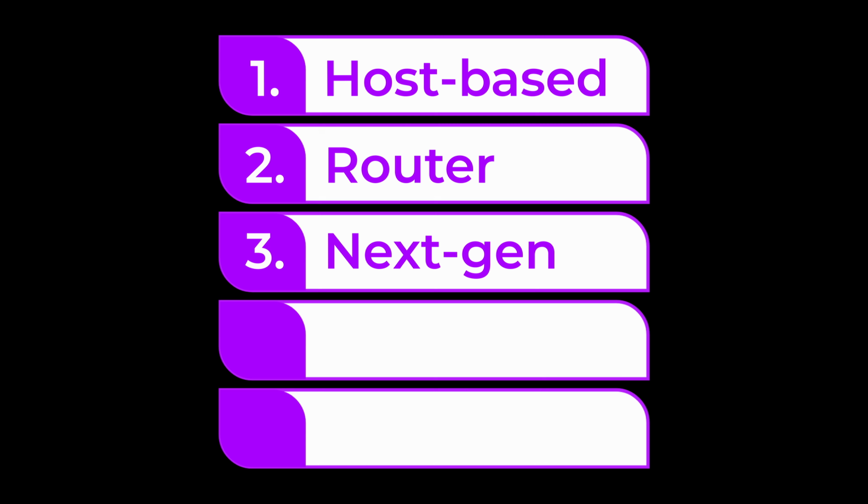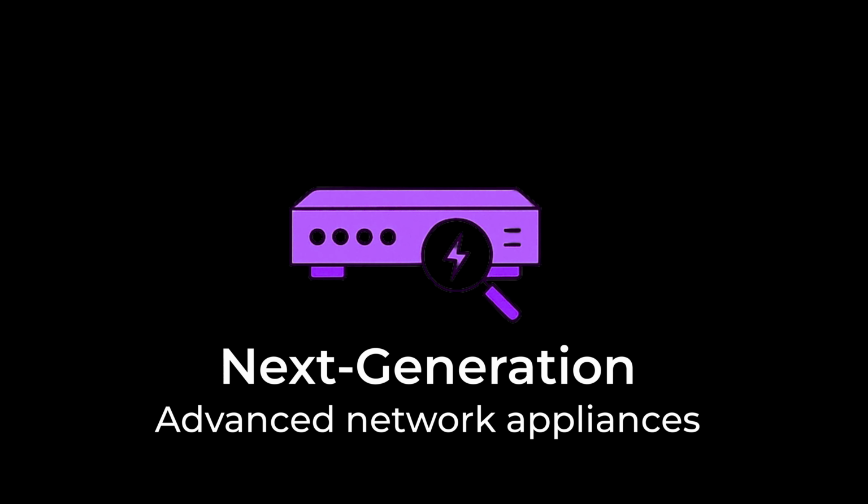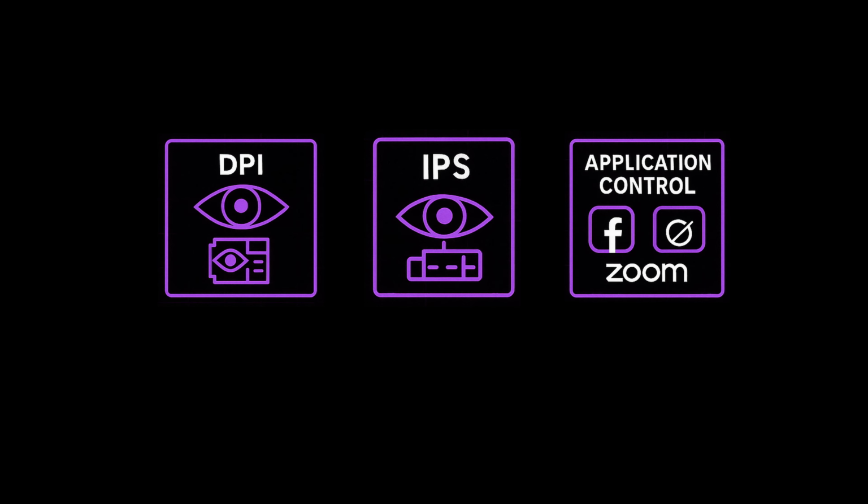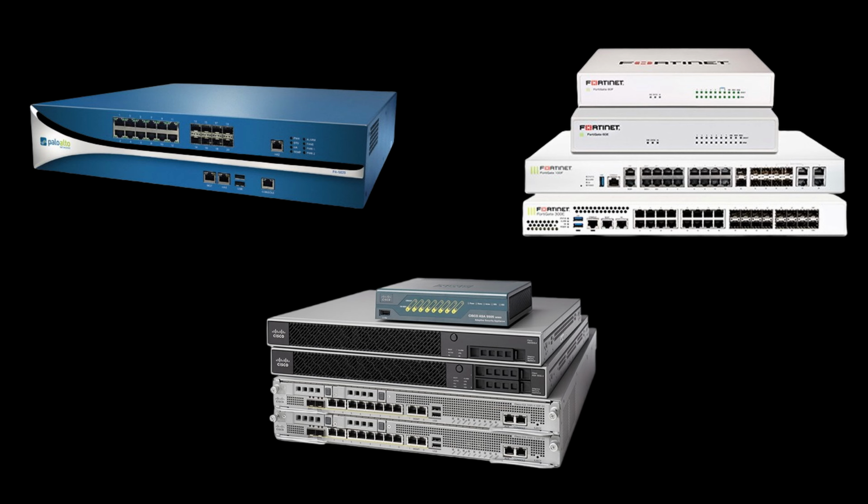The third type are next-generation firewalls. These are advanced network firewall appliances that include features like deep packet inspection, which analyzes the actual contents of network packets, intrusion prevention systems, which detect and block known attack patterns, and application-level control, which lets you allow or block traffic based on specific apps like Facebook, Zoom, or BitTorrent. Examples of next-generation firewalls can be seen with Cisco, Palo Alto, and FortiGate firewalls.